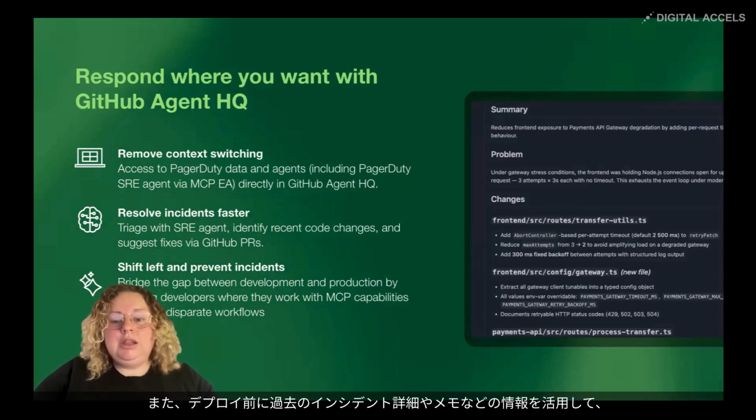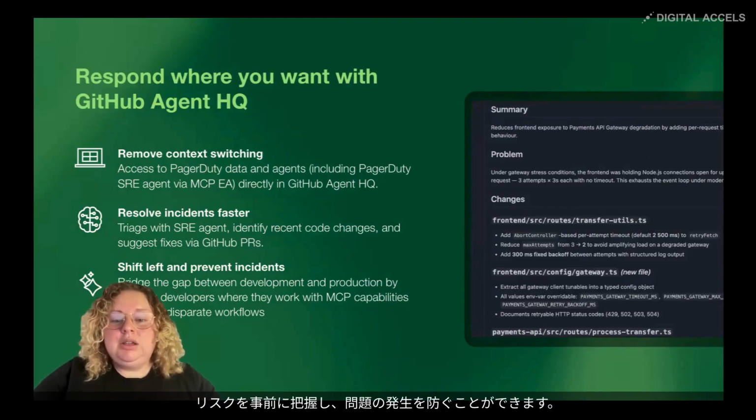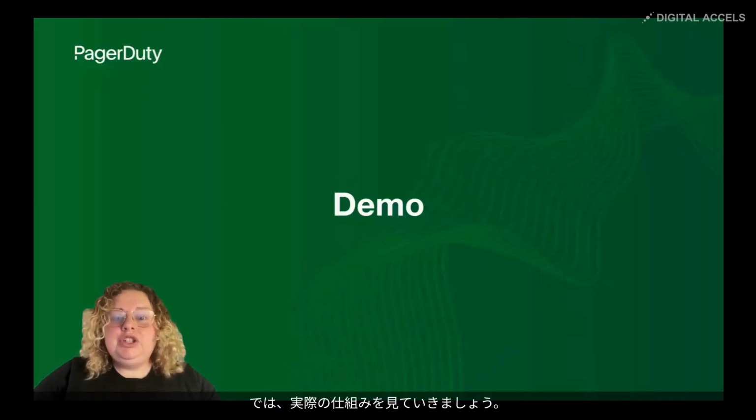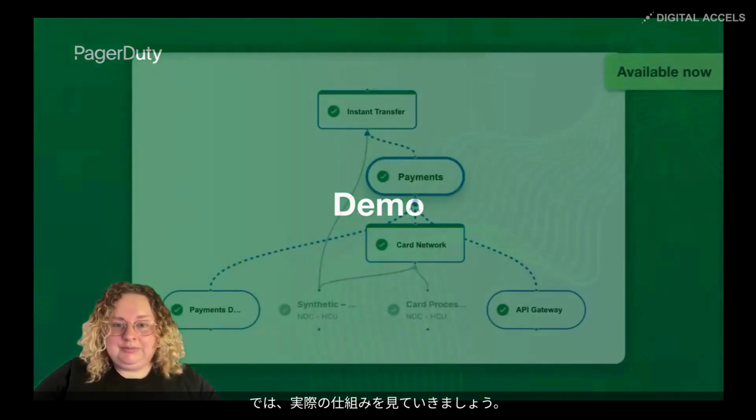And before you ship, use PagerDuty context like past incident details and notes to understand the risk a deploy carries before it becomes a problem. Let me show you how this works.